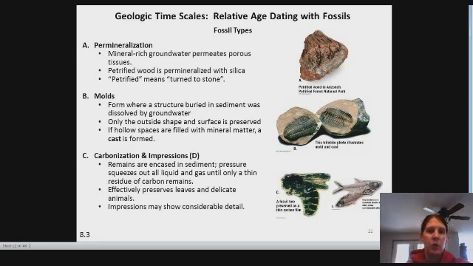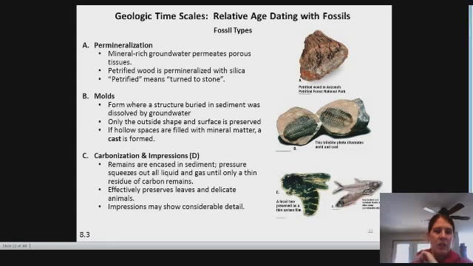We have molds, which are formed when a structure buried in sediment was dissolved by groundwater, and only the outside shape and surface is preserved. If hollow spaces are then filled with mineral matter, a cast is formed. So here we have an example of a mold, the void space where a trilobite had occurred. And then here we actually have a cast. And this is where that mineral water then seeped into that void left by the disintegrating trilobite and filled in that space as a permanent example of the trilobite.